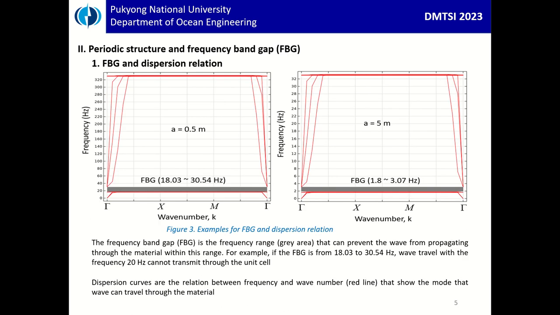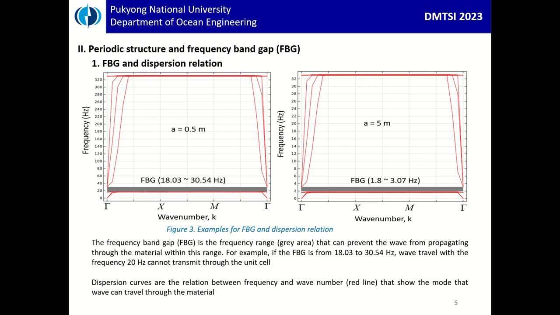Next are some examples of the frequency band gap and dispersion relations. In figure 3, you can see there are different unit cell constants, like a 0.5 meter unit cell and a 5 meter unit cell. They have different values of frequency band gap and dispersion curve. The frequency band gap is the frequency range shown as the gray area, which can prevent the wave from propagating through the material within that range.